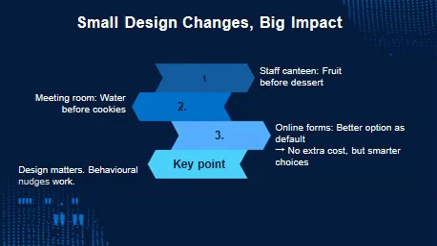Based on this finding, we can take a few actions. First, in the staff canteen, put fruit in an easier-to-reach spot than desserts. Second, in the meeting room, place bottled water in front of the cookies. Third, on all types of selection screens, set the better option as the default. The changes don't need extra cost, but they help guide people to better choices.